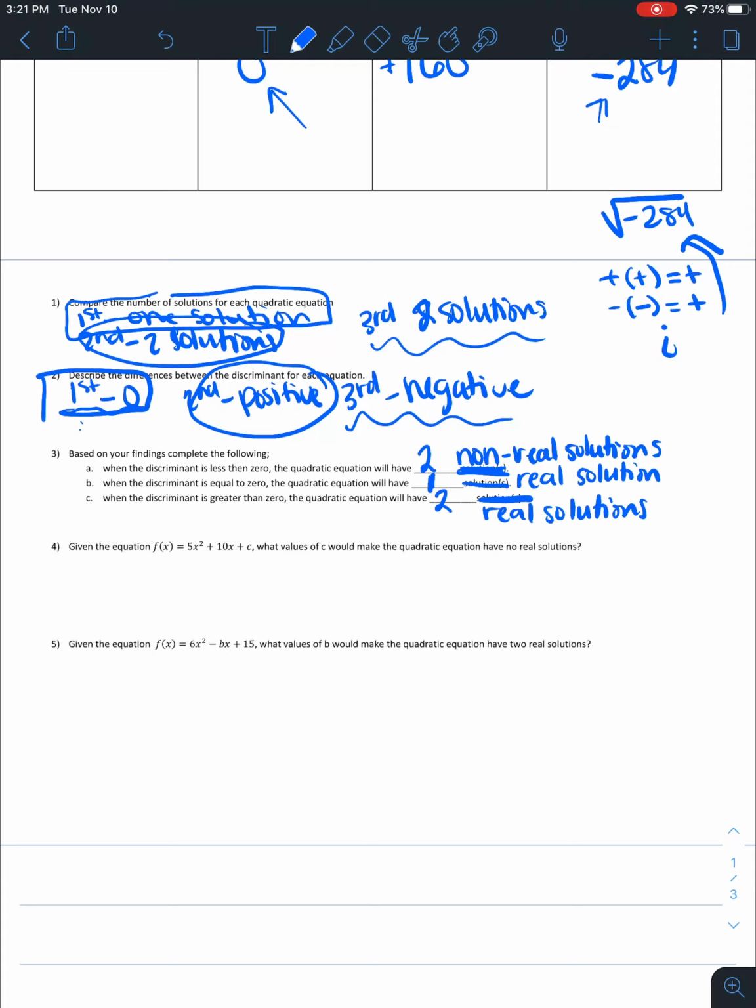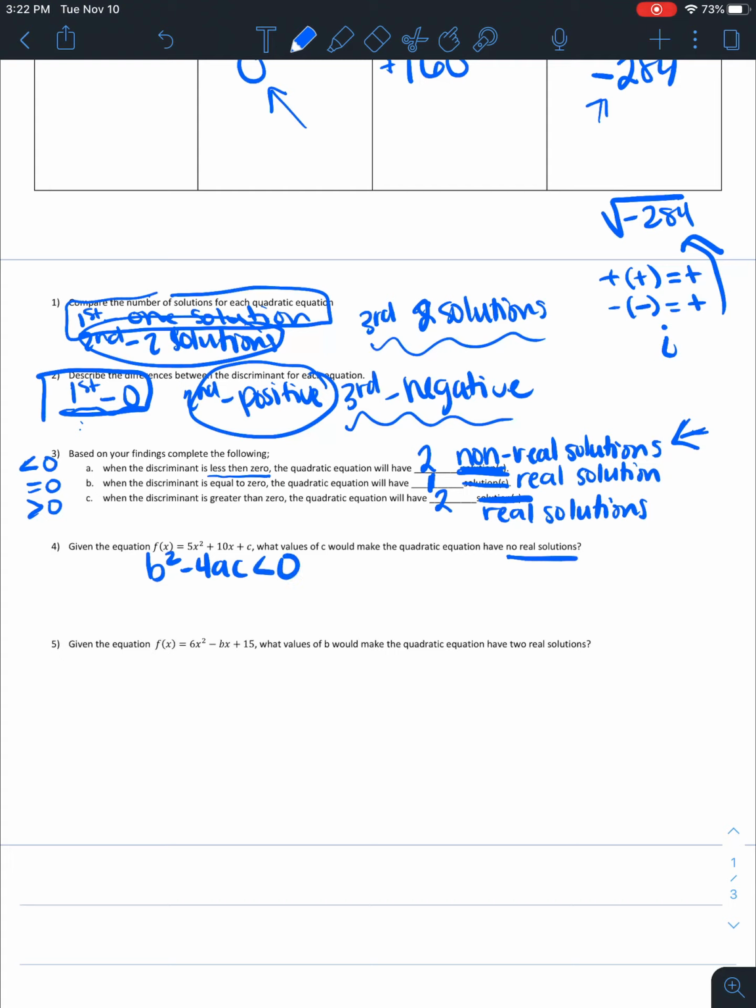Given the equation f of x equals 5x squared plus 10x plus c, what values of c would make the quadratic equation have no real solutions? So this is what we're looking at, non-real solutions. This means our discriminant is less than 0. It would be equal to 0 on B and greater than 0 on C. So my discriminant, b squared minus 4ac, needs to be less than 0 for it to be non-real.